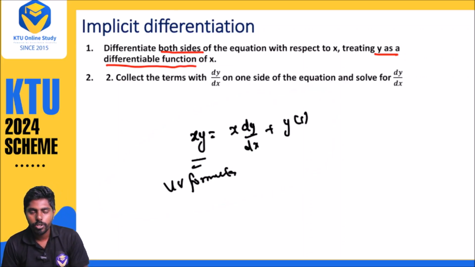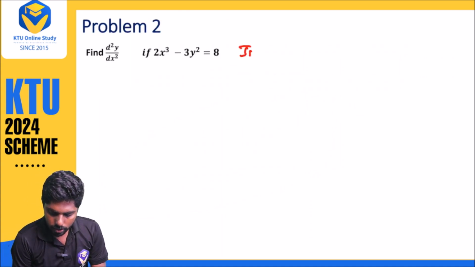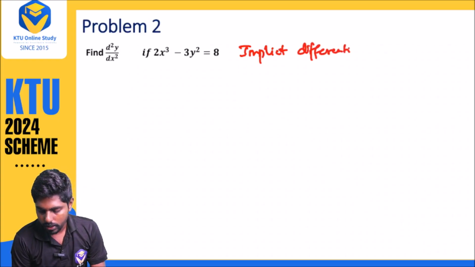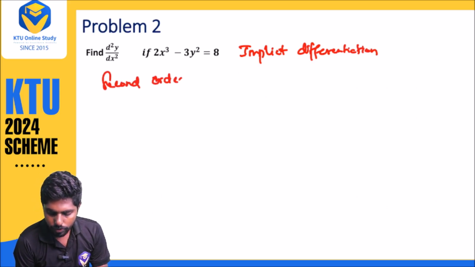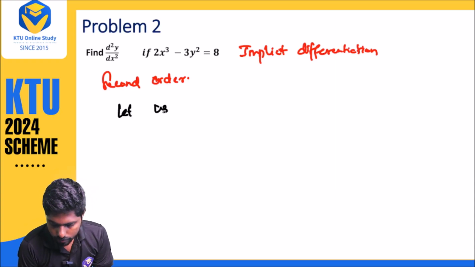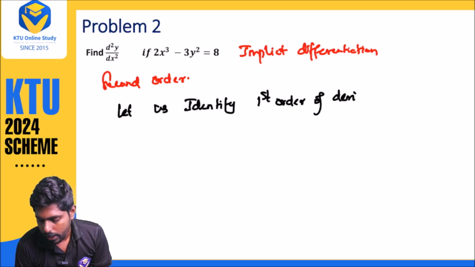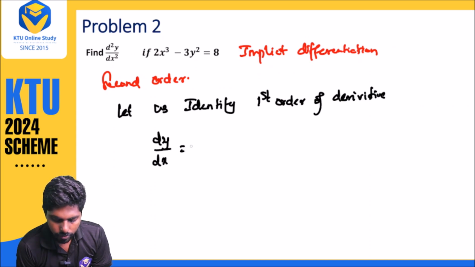Okay, we will move to one more problem. Here, if you observe, they are asking the same concept, implicit differentiation, but they are asking in second order. So let us first identify the first order derivative, that is dy by dx. We can easily identify dy by dx.